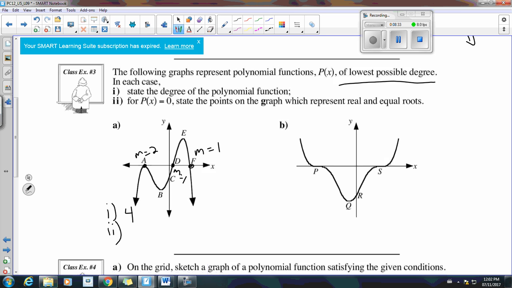Second part, for p of x equals 0, state the points on the graph which represent real and equal roots. So real and equal roots would be represented by A. D and F would be real distinct roots.